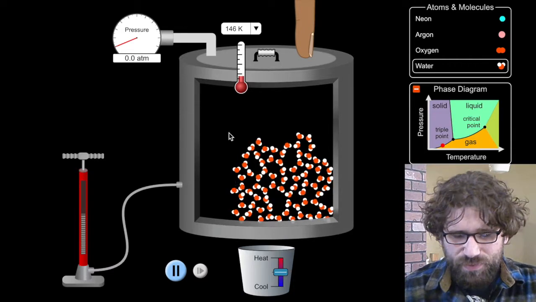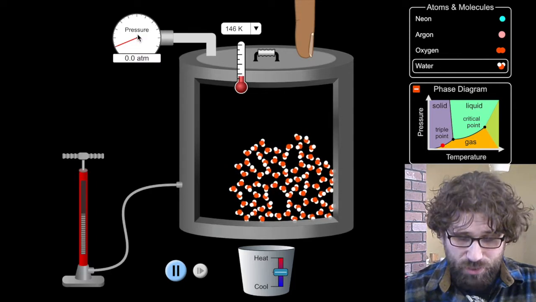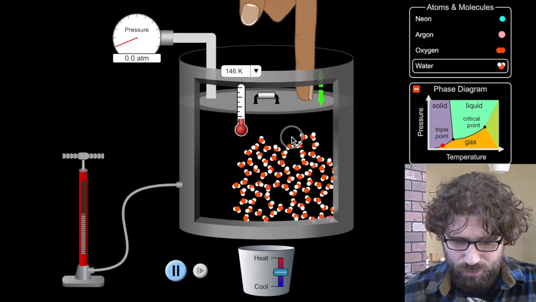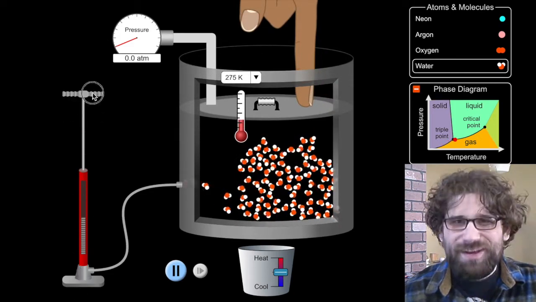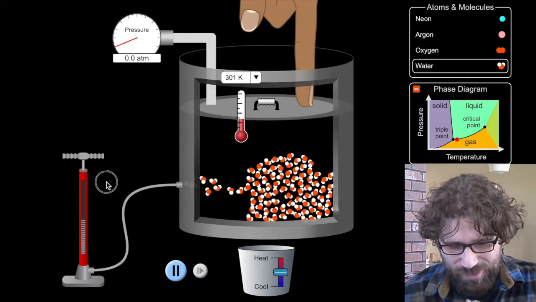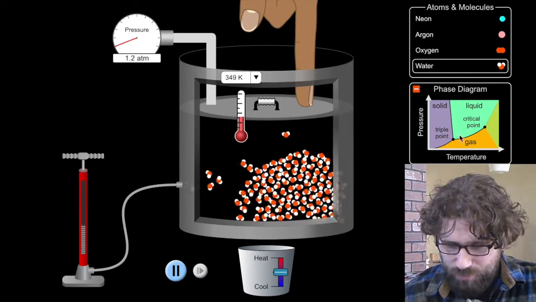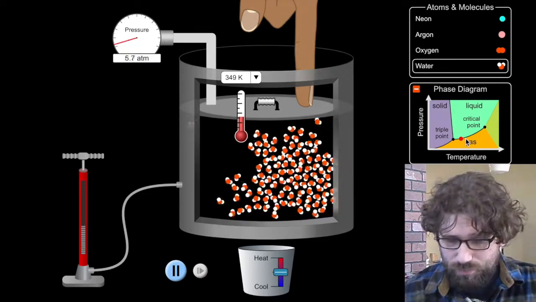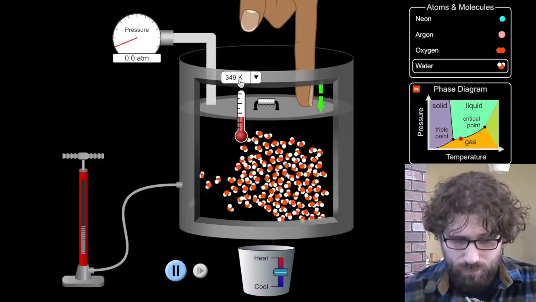So what this simulation gives me is a way to relate the pressure, temperature, volume, see I can lower the volume of this whole thing, and the number of moles. See, I've got this little air pump so I can put more in. Okay, so I'm going to pump it up, put a whole bunch in there, and I can see on my phase diagram I am changing my temperature. So my temperature is going up, so it's showing me where that's happening.